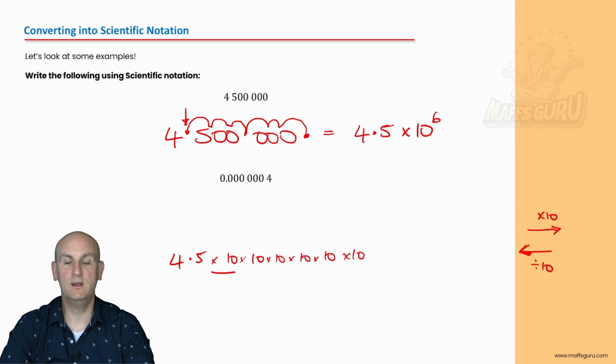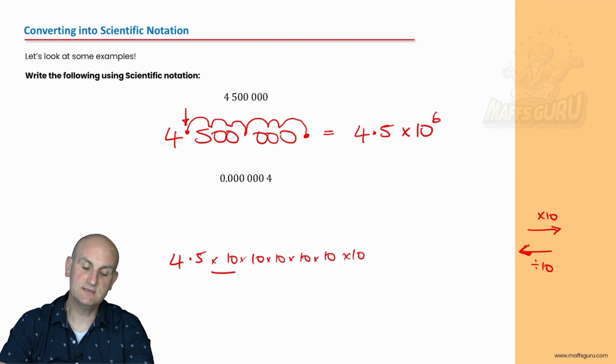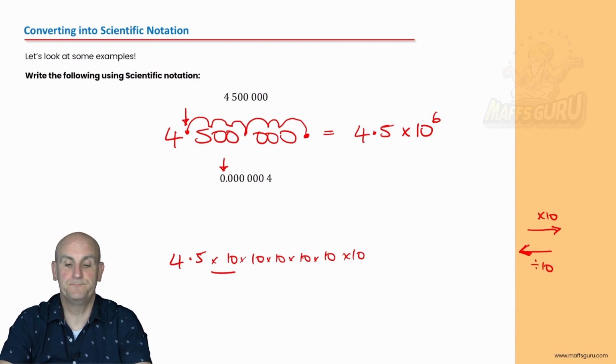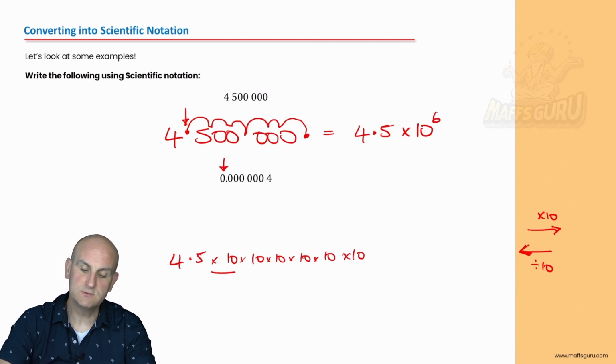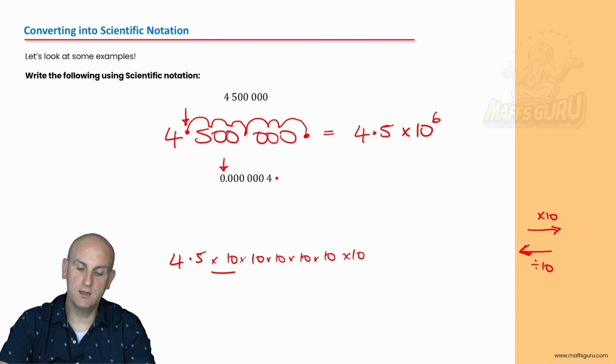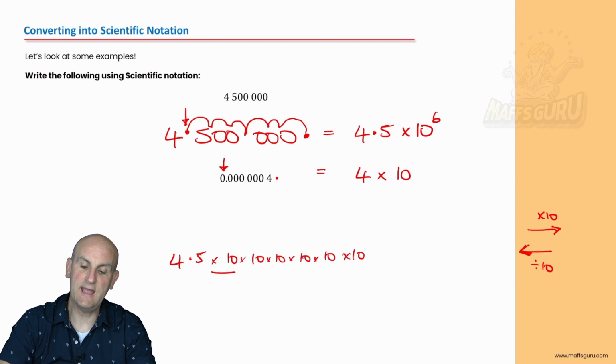I'm going to do some more examples, but that's pretty much the essence of this. So if I look at this example now, we've got a decimal point between two zeros. Are we allowed that in standard index form? No. So where have we got to move it to? Well, the first number can't be a 0, and there's only one number in there that's not a 0, and that is indeed the 4. So I've got to move my decimal point to after the 4. So that's going to become 4 times 10.